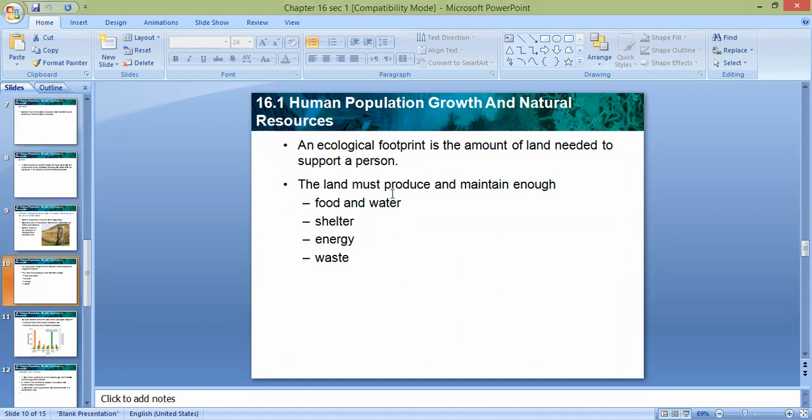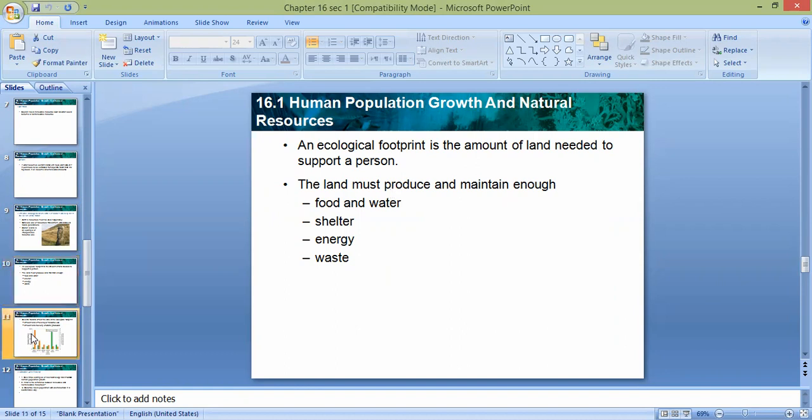We said the ecological footprint is the amount of land needed to support a person. It means how much land is needed to support a person, and it must produce enough food, water, shelter, energy and waste. Now, the more efficient I am, the fewer resources they use and the less waste they produce.